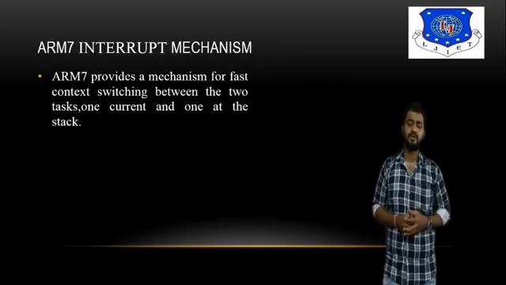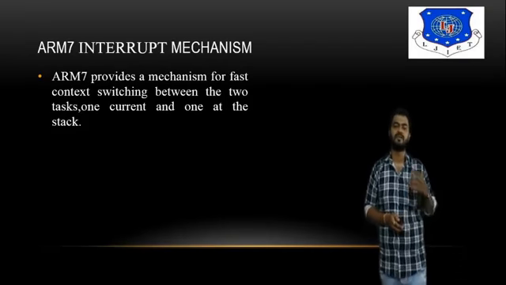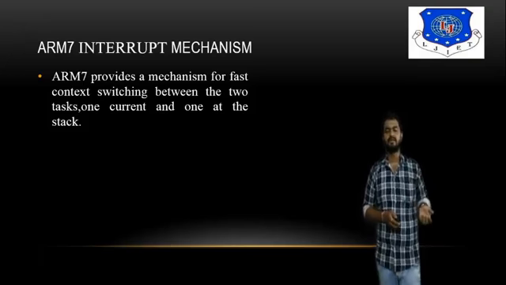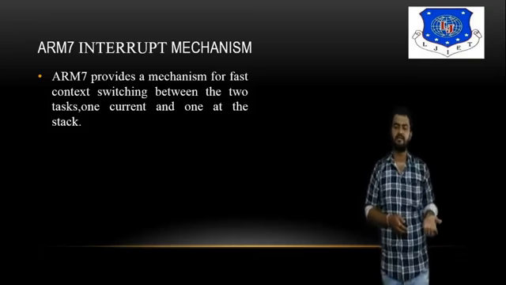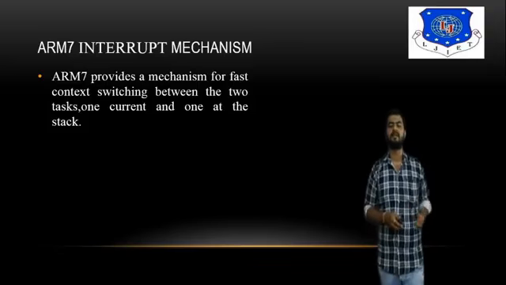Now the very popular microcontroller that we have already heard about is the ARM7 interrupt mechanism. ARM7 provides a mechanism for fast context switching between two tasks, one current and one in the stack. So basically, one is the current execution going on, and the second one is available in the stack.